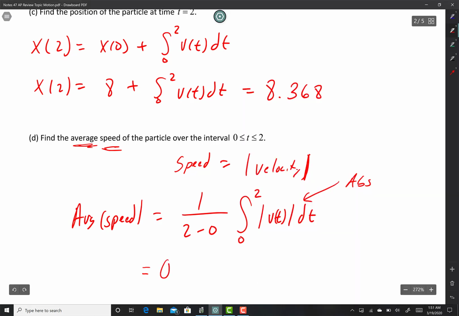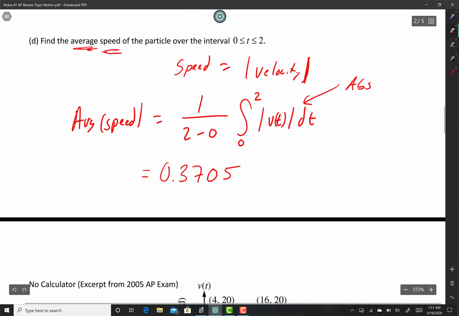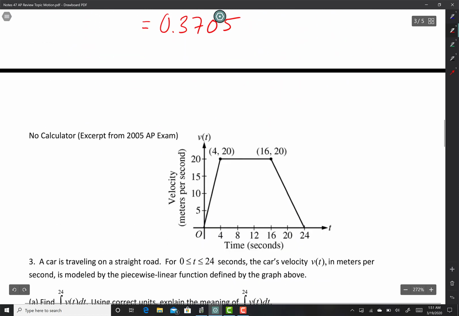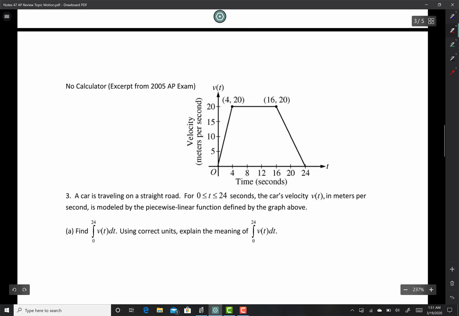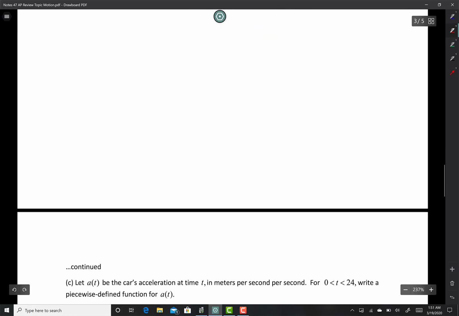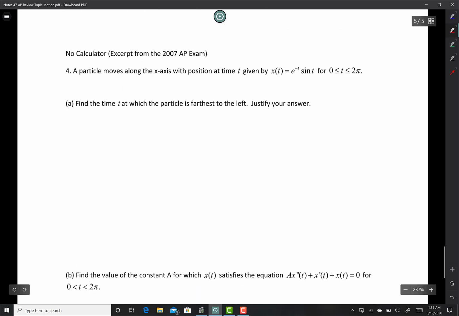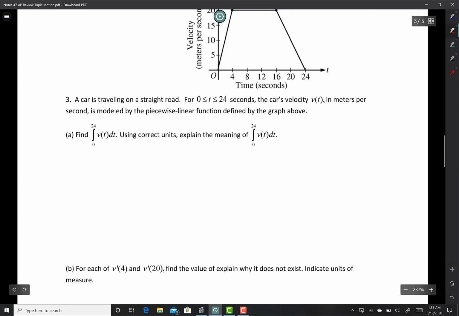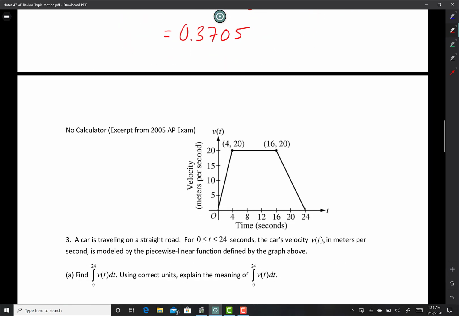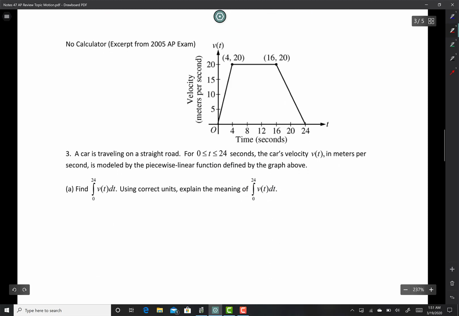So there it is, 0.3705. They didn't give me units, so there it is. That's my average speed. So we've knocked down 2, guys. Do you feel like we are ready for another one? Yeah, let's do one more. And then we'll save the last one for another video, or maybe if we have enough energy, we'll continue. Maybe a short video tomorrow or later on today.